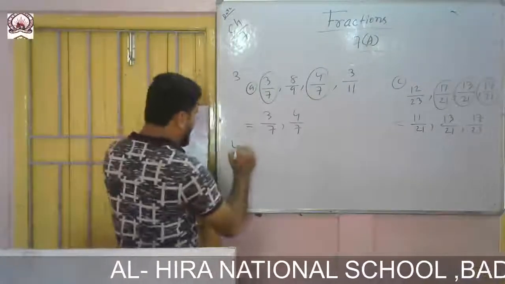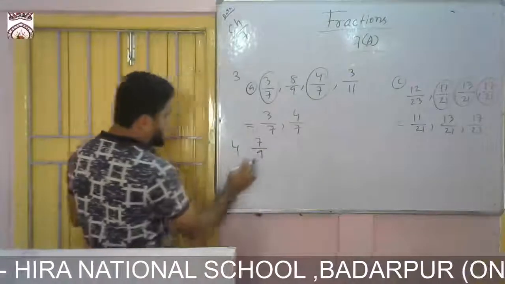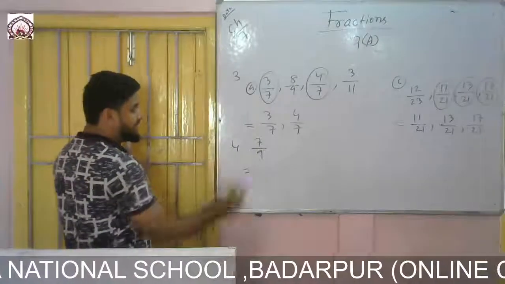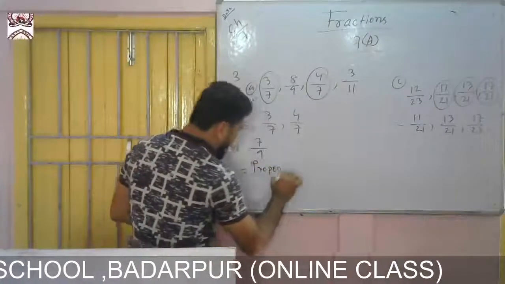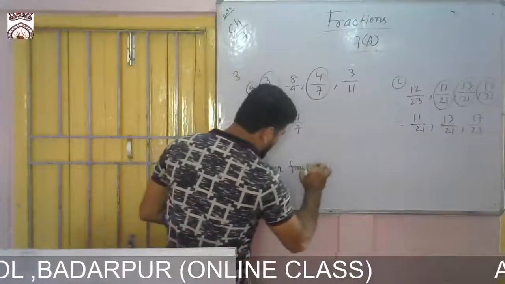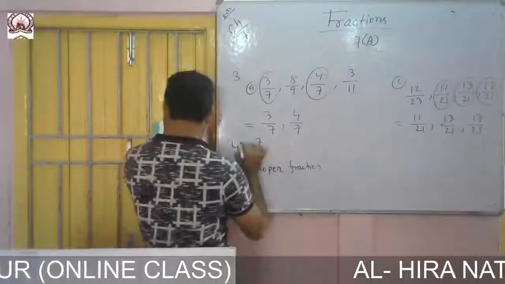So question number 4, 7 by 9. Here in this case, which denominator is bigger? So it is a proper fraction. Okay, so it is a proper fraction.